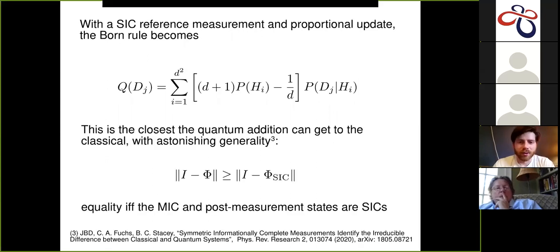And it turns out that that's not merely aesthetic, but in fact no mathematical accident either. It's the closest quantum addition that one can furnish with astonishing generality. And when I say closest, I mean in terms of an operator distance, and actually I mean in terms of any unitarily invariant operator distance. So the absolute closest that phi, any phi for any reference measurement and post-measurement set, can be to the example that gives this equation above is when both the reference and the post-measurement sets are SICs. And that's if and only if. We proved that in the paper below. It followed from a majorization lemma that may actually be of independent interest, for instance, in resource theory.